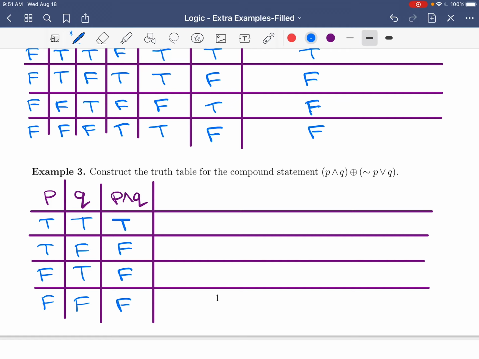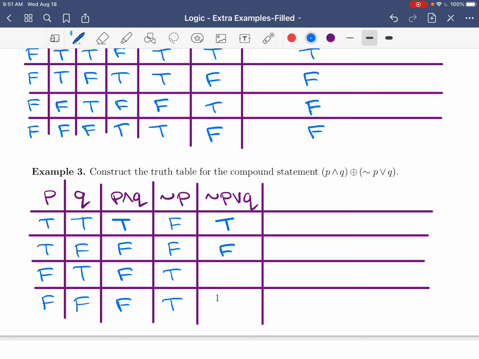Now I need not P or Q, so I might want to have a not P row or column. So that's the opposite truth value from P, so that's going to be false, false, true, true. And then not P or Q. So I need not P or Q to be true. So here Q is true. Then they're both false. And then these two, not P is true, and that's enough to say this is true.